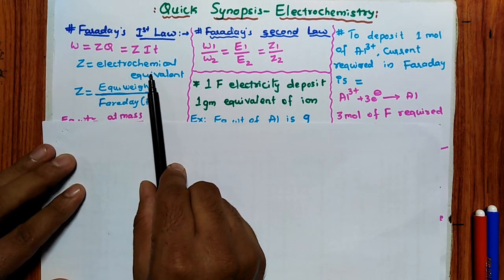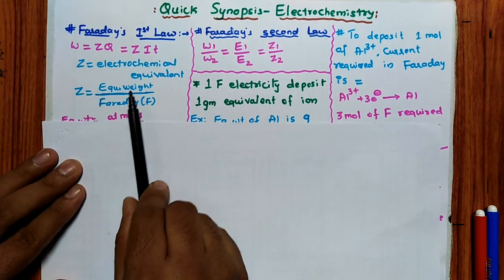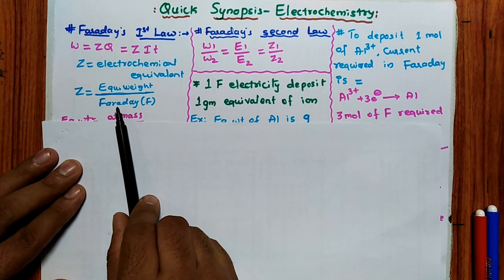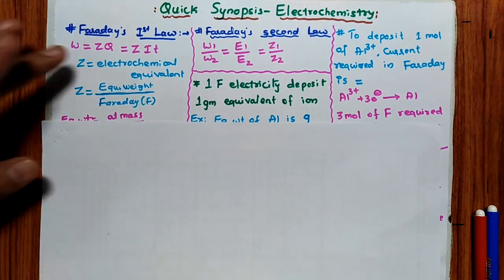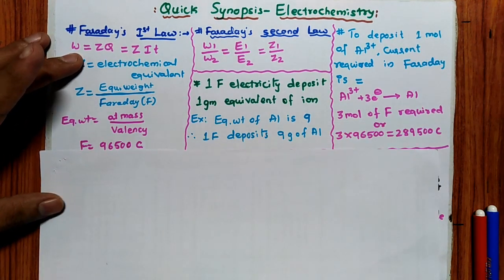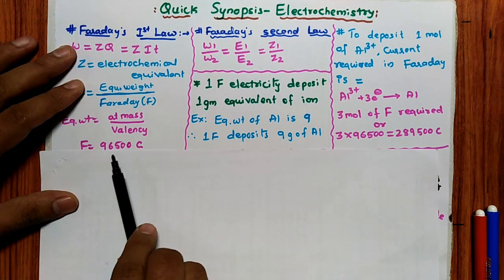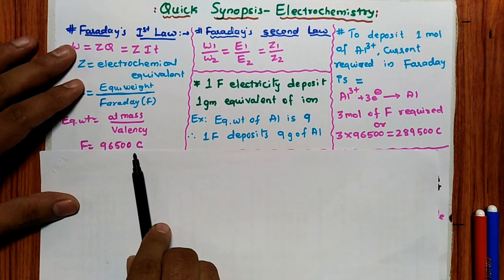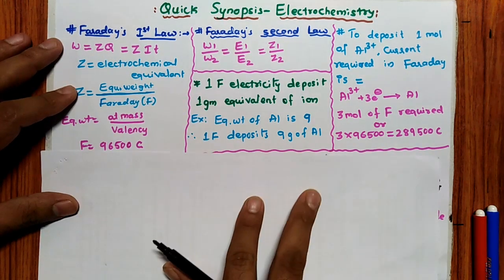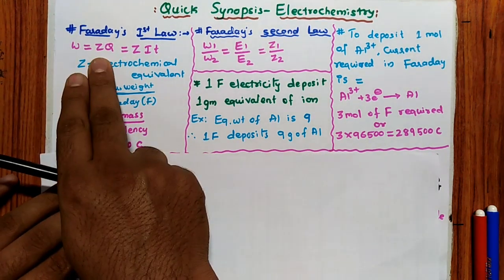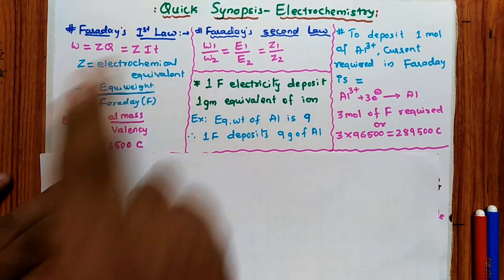Then how to calculate Z? Remember, Z is equal to equivalent weight divided by Faraday. How to calculate equivalent weight? Equivalent weight can be calculated by atomic mass divided by valency. Remember, atomic mass divided by valency. Faraday is equal to 96,500 coulomb. This is about the first law. Remember this formula: W is equal to ZQ, or W is equal to ZIt.